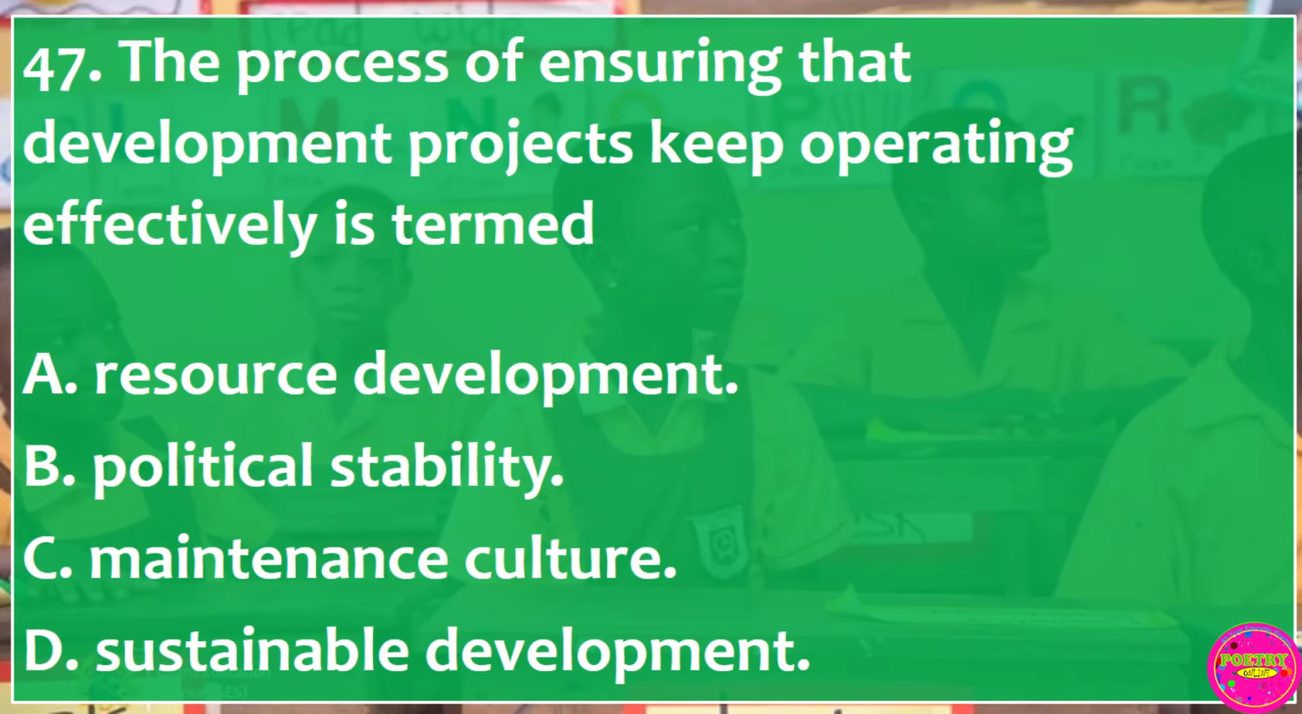Question 47. The process of ensuring that development projects keep operating effectively is termed A. Resource development. B. Political stability. C. Maintenance culture. D. Sustainable development. The correct answer to this question is D. Sustainable development.